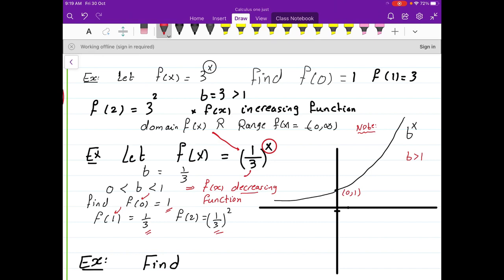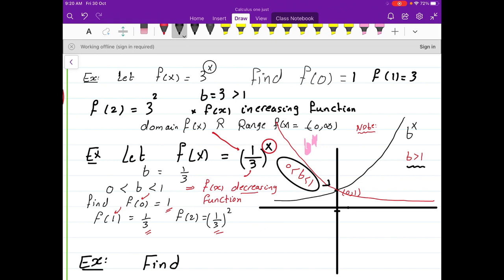But when b is between 0 and 1, the graph of the function looks like this. So this is the graph for b to the power x, where the base b is between 0 and 1. When b is between 0 and 1, you get a decreasing function. When b is greater than 1, we get an increasing function. But the domain and the range are the same.